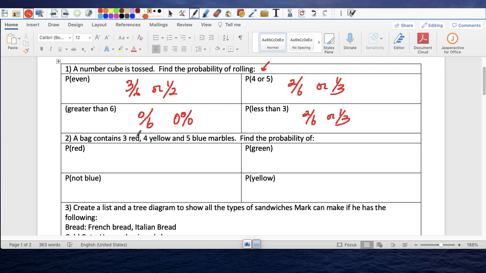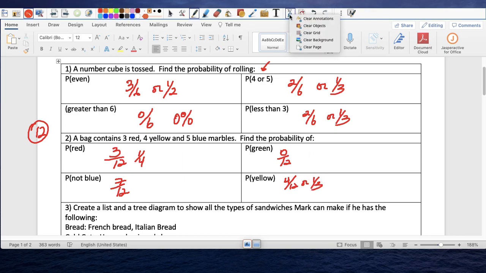Right? Pretty easy. 3 plus 4 plus 5, I don't know what that is. 7, that's 12. So there's a total of 12. Let me write that down. So probability of getting a red would have been 3 out of 12, or 1/4. Probability of getting a green would be 0 out of 12. Not blue would have been red or yellow, so 7 out of 12. And the probability of yellow, 4 out of 12, or 1/3.